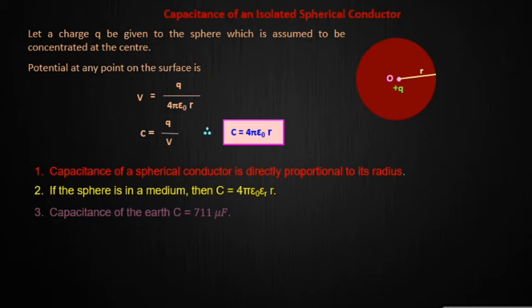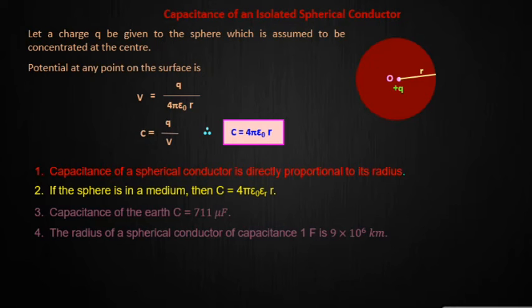The capacitance of Earth is C equal to 711 microfarad. That means if we take a spherical conductor of the size of Earth, its capacitance will be only 711 microfarad. If we want a spherical conductor of capacitance 1 farad, its radius must be 9 into 10 power 6 kilometer. This radius is 1500 times the radius of the Earth.